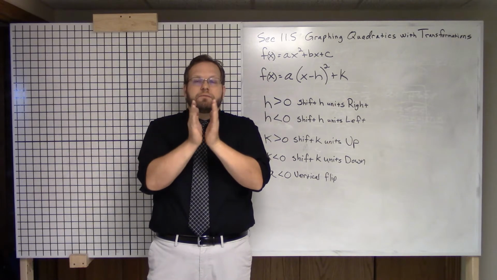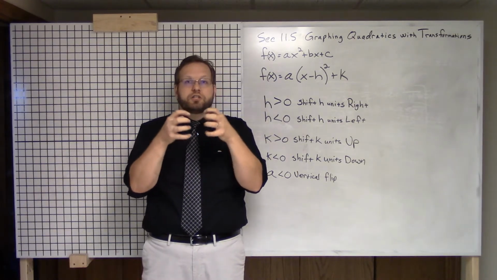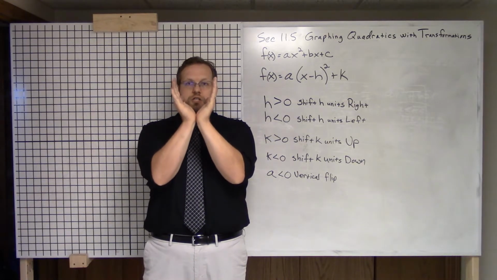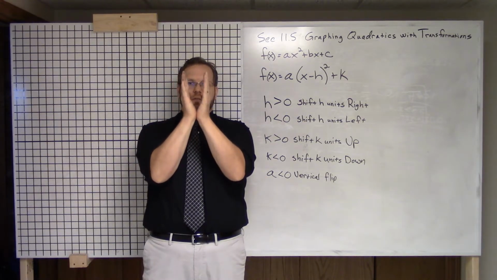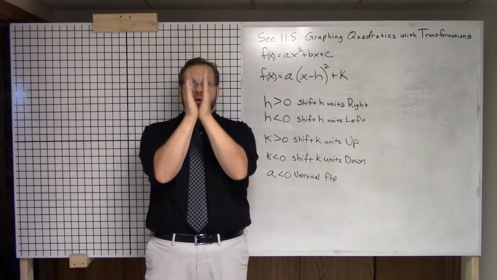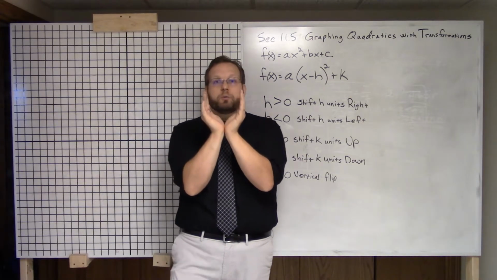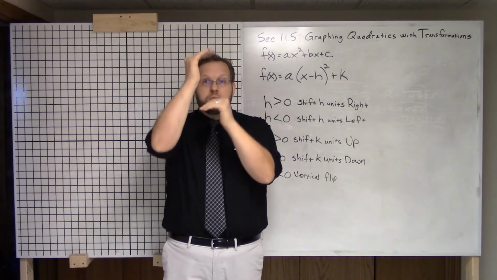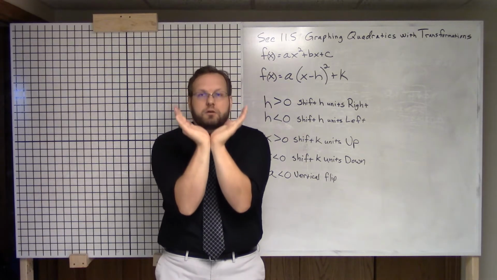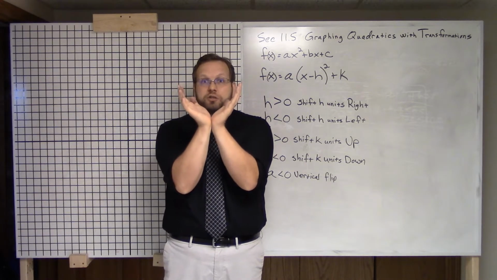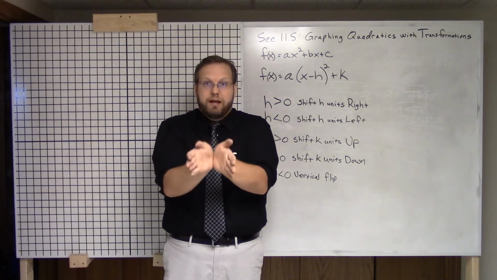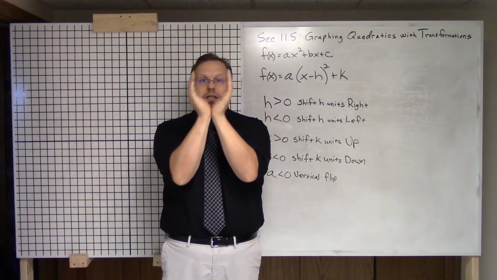Now the other stuff that happens with a is what's called a stretch or a compression. A stretch would be as if I'm pulling that graph up and it goes like this. Sometimes we say it's getting skinnier, but we're stretching it up. If I compress it down, it's going to go like this and it gets wider. So that's what the a can also do. Not only can it flip the graph, but it can also do something like this.